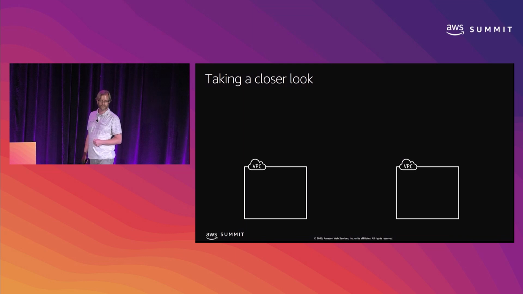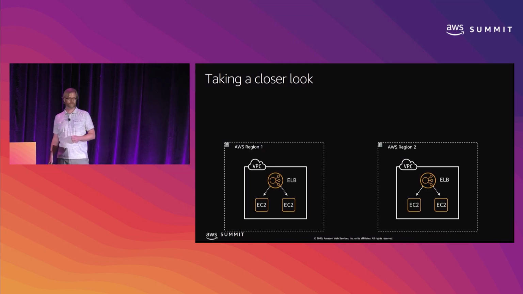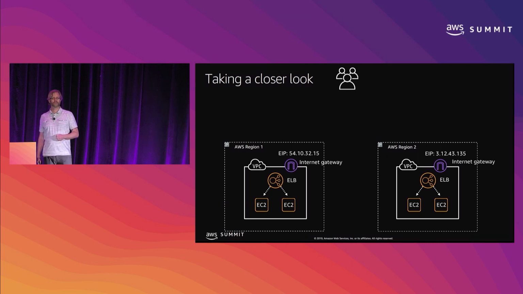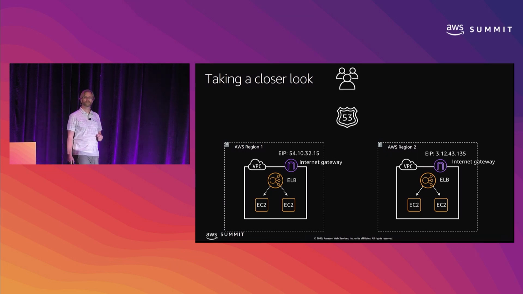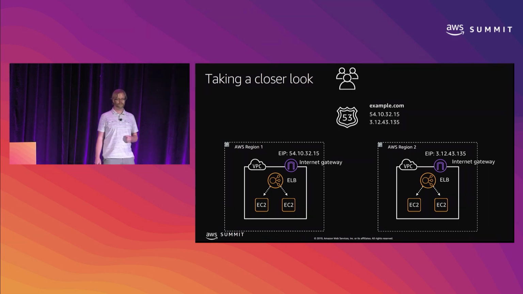So taking a closer look, we'll build our applications up a little again. We're going to talk about how we do this with Route 53. Our users go ahead and they start talking, right? We've got our 2 IP addresses for our 2 different regions. Out they go. Everything is great, except for the whole caching problem and all that fun stuff.